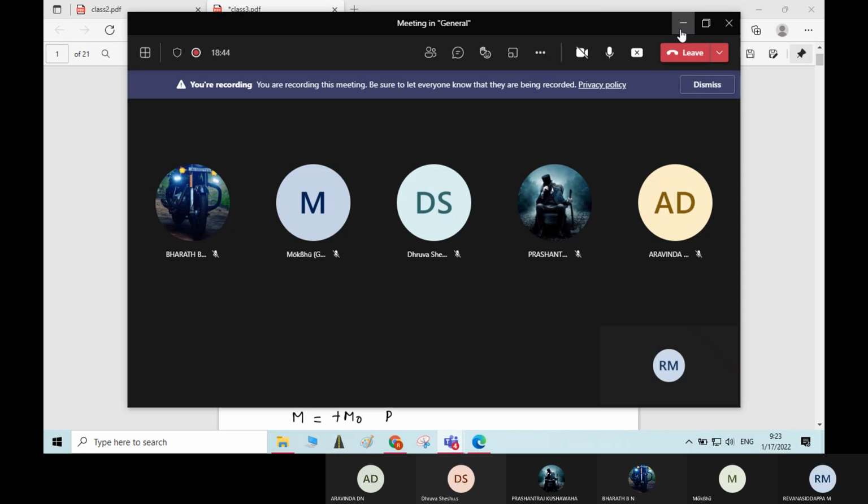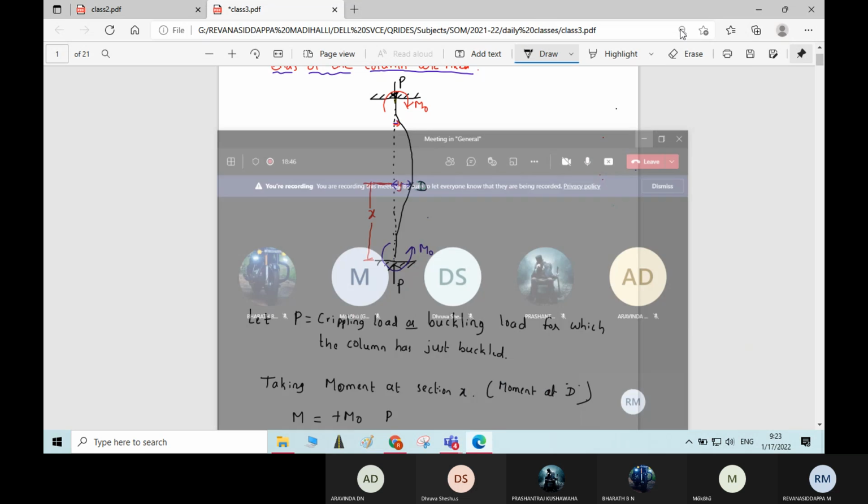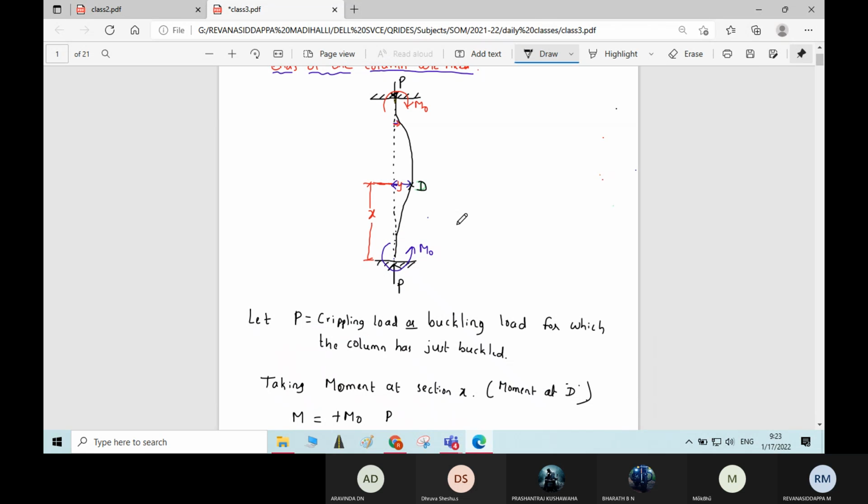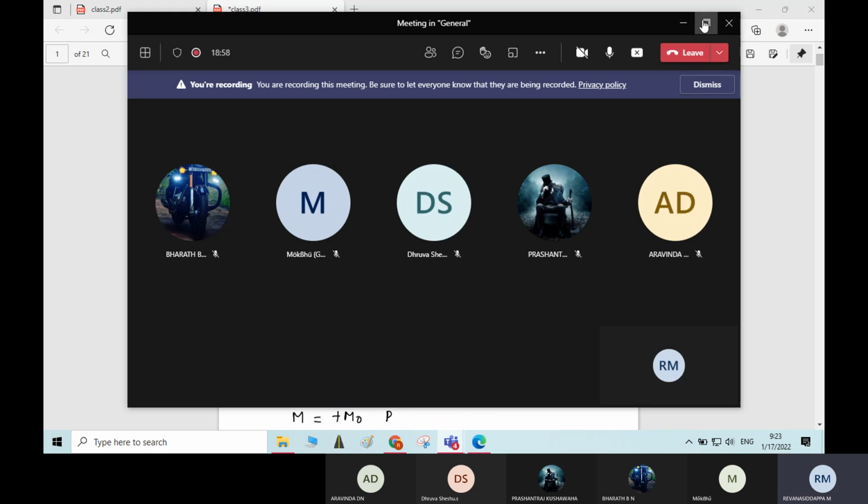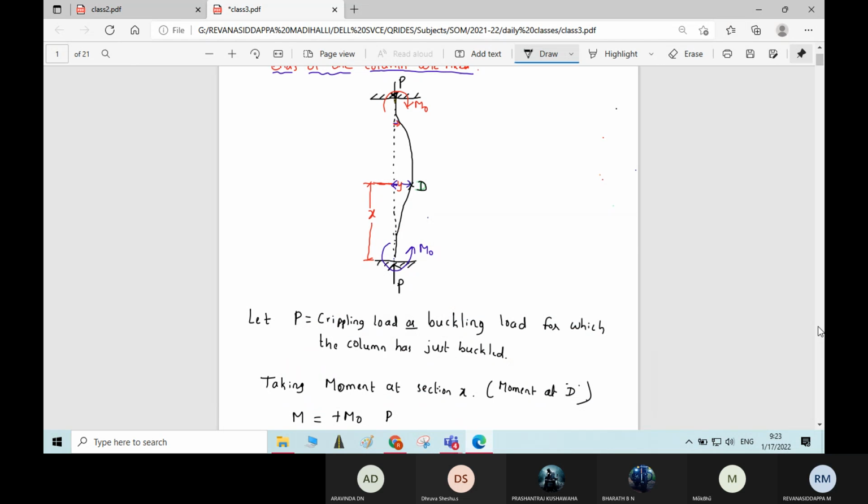Arvinda? Prashant? Yes, sir. What is moment of force P about point D? P into perpendicular distance? I want moment of force P about point D. Moment is force into distance. Force is P. What is the perpendicular distance? Tell me.